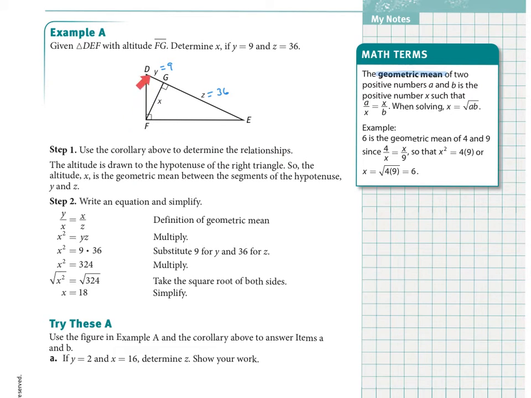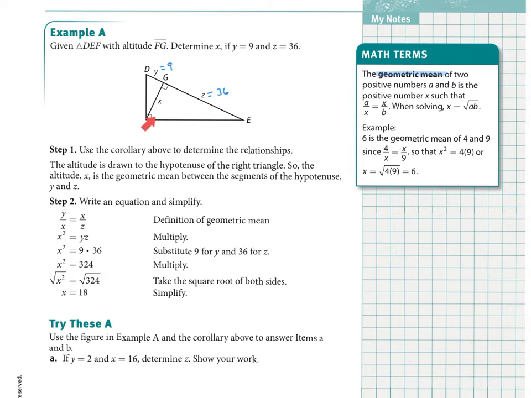Because obviously you can see we have one piece of information from each of these triangles, and it's going to be impossible to use the Pythagorean theorem to solve from there. So we know we have to use the geometric mean and what we learned on the previous page. It says the altitude is drawn to the hypotenuse of a right triangle, as we can see. So the altitude x is the geometric mean between the segments of the hypotenuse y and z.